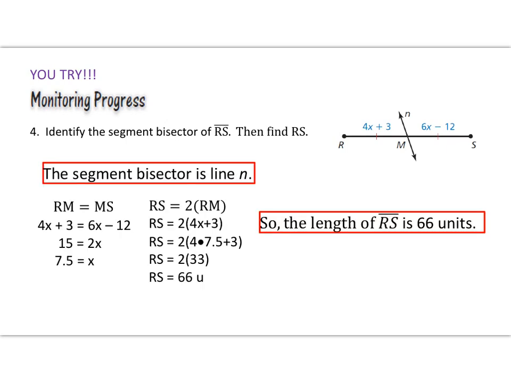Alright, so the segment bisector is a line N, and the length from R to S is 66 units. So if these answers do not match your answers, just pause the video here and compare your work to mine and see if you can identify the error. And then if you still can't identify the error, then bring in clarifying questions to class.